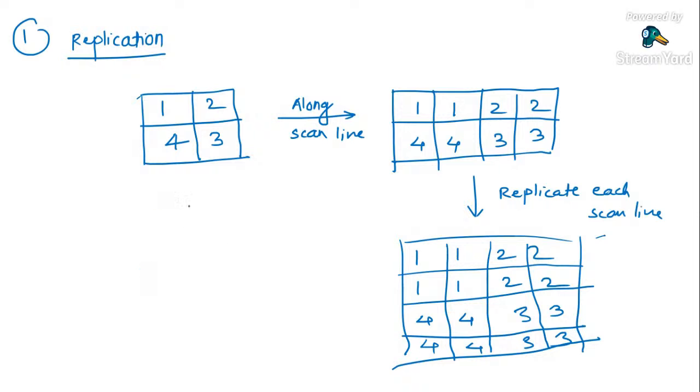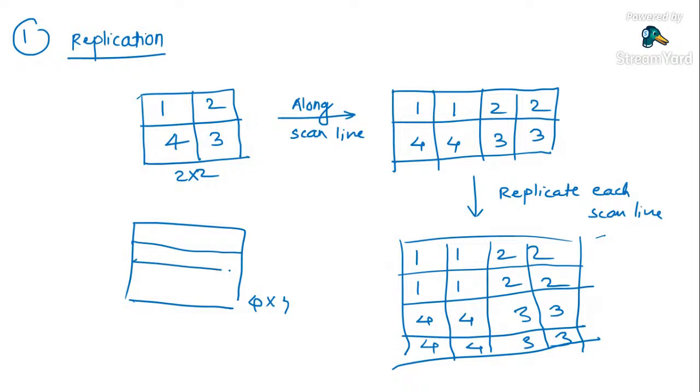So finally, what is the image we have received? Earlier it was 2 by 2. After zooming, it becomes 4 by 4. The numbers are just replicated, first along the scan line, and then each scan line is repeated. So it is 1 1 2 2, 1 1 2 2, 4 4 3 3, 4 4 3 3. This is replication, the first technique of zooming.